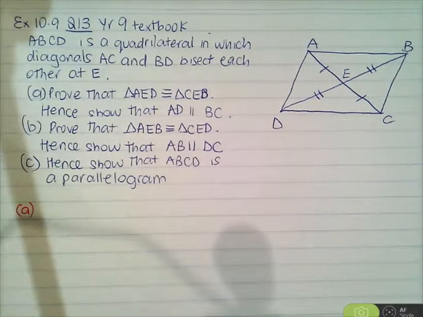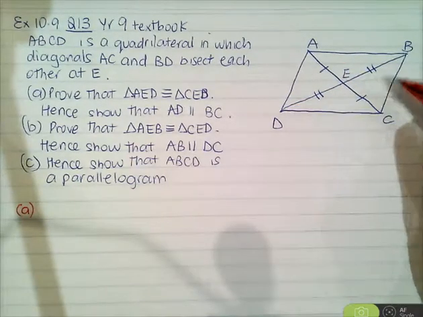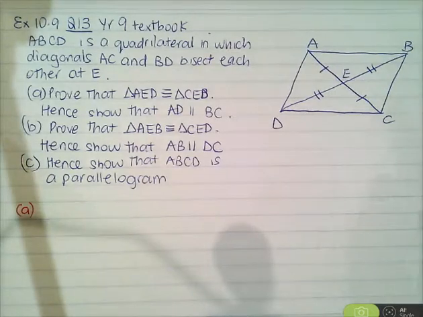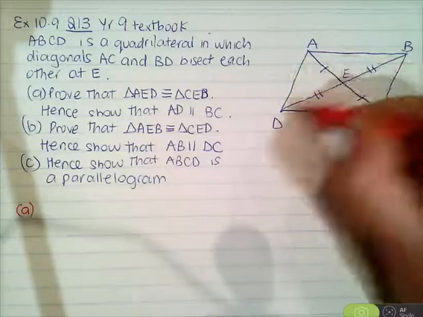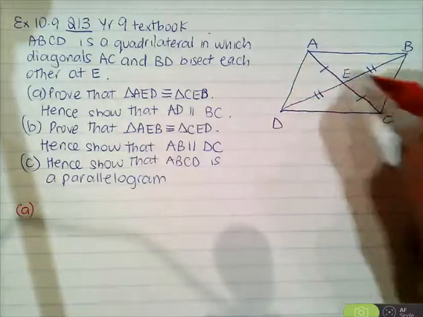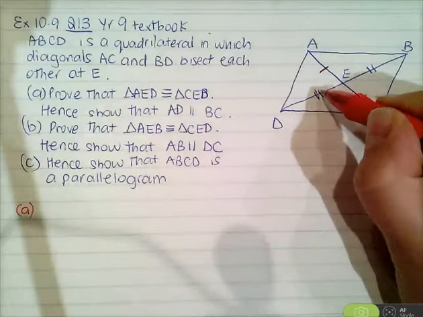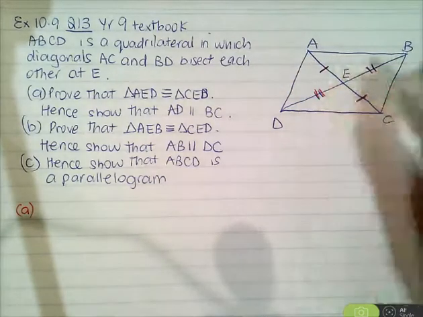Now, in the first part of the question, in part A, we have to prove that triangle AED is congruent to triangle CEB. Now, before you start the proof, you can already see, well, we're trying to prove these two triangles here. Okay, so make sure you're clear with that. We can see one side. We've got another side that are equal. So that's our two steps. And try and find the last step.